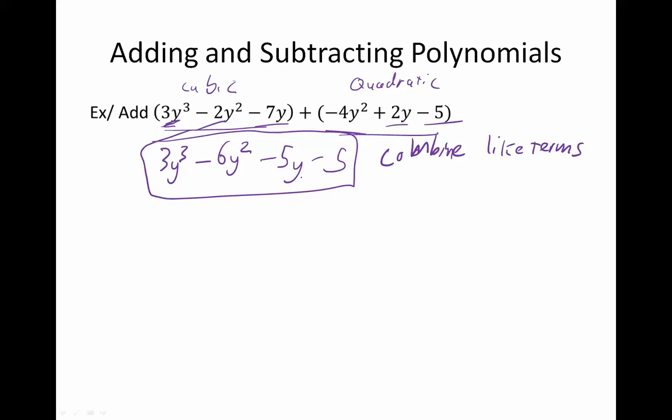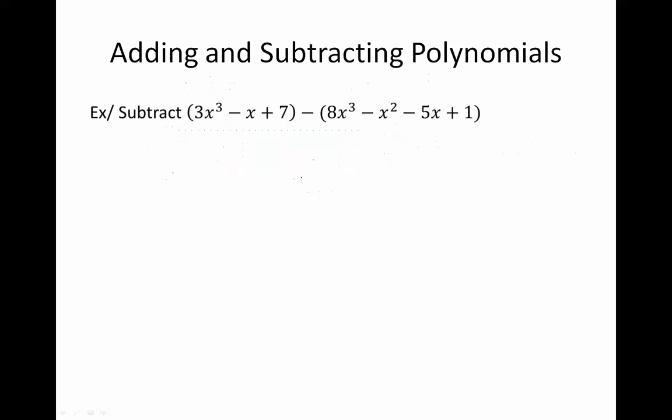We add the cubic terms, the quadratic terms, the linear terms, the constant terms all together. Okay? Let's look at a subtraction example here. Now here's the one place where you do have to be a little bit careful. So check this operator right here, this subtraction sign. We are subtracting this polynomial, right? We're subtracting everything. So the thing to remember here is when you're subtracting, remember that we're subtracting 8x cubed and we're subtracting negative x squared and we're subtracting minus 5x and we're subtracting positive 1.